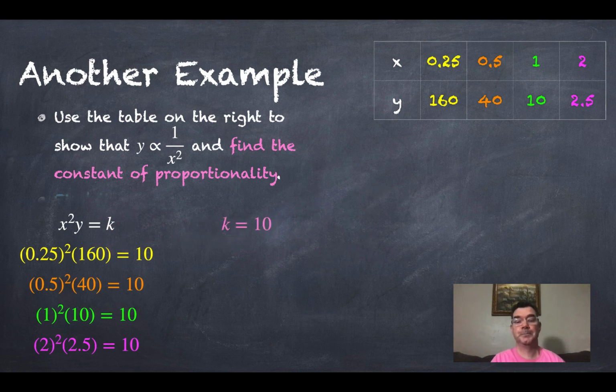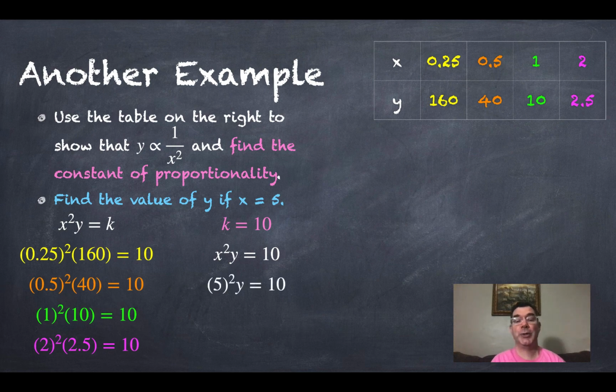All right. So now I'm going to use that equation x squared y equals 10 to figure out the value of y if x was 5. So there's my equation, x squared y equals 10. Now that I know that k equals 10, I'm going to replace x with 5. So 5 squared times y is 10, which means that 25y is 10. And if I divide both sides by 25, I will get that y equals 10 over 25, which simplifies to be 2/5.